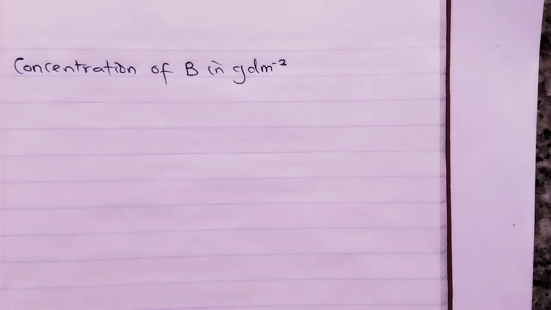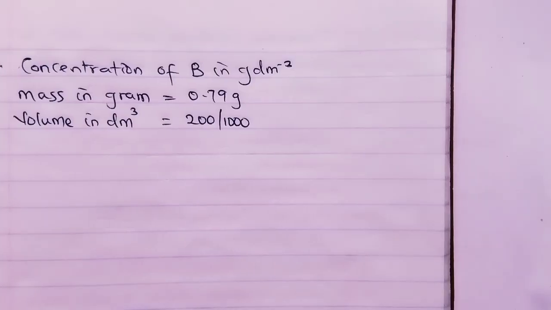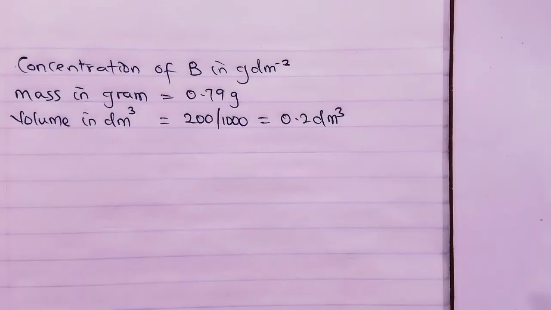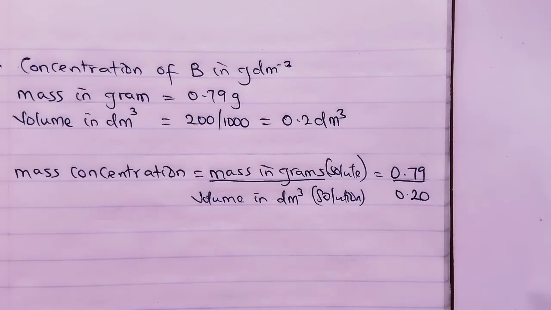Concentration of B in g/dm³: we have the 200 cm³ converted to dm³. That is 200 over 1000, which gives us 0.2 dm³. As usual, the mass concentration becomes, by calculator, 3.95 g/dm³.